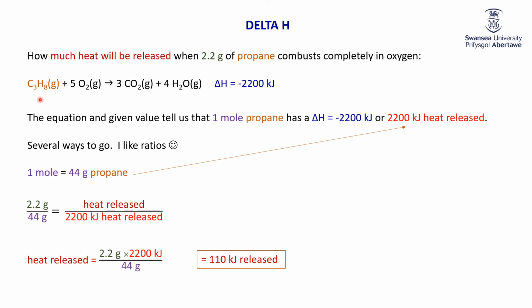1 mole of propane, minus 2,200 heat change, 2,200 kilojoules of heat released. That means 44 grams of propane, 2,200 kilojoules of heat released. 2.2 grams of propane, calculate it using a ratio, 110 kilojoules released.